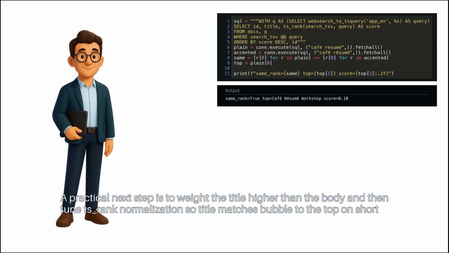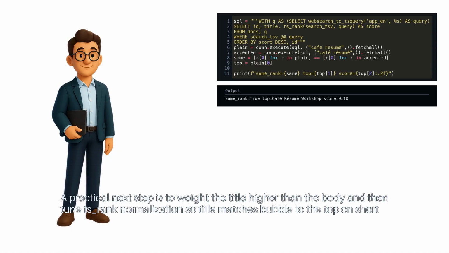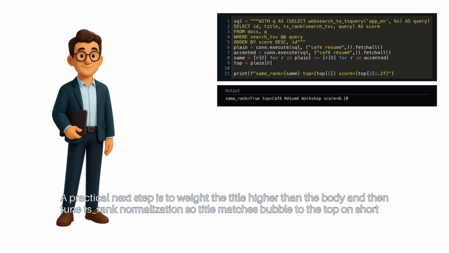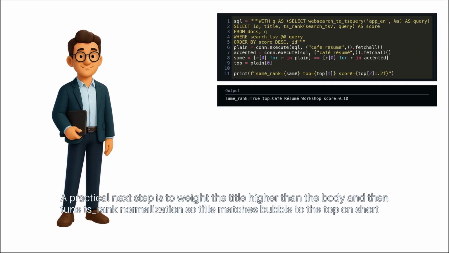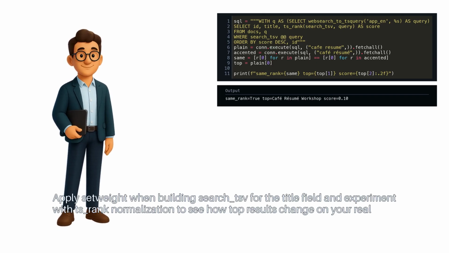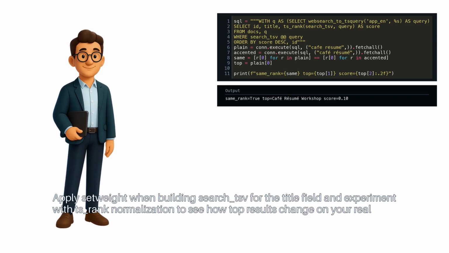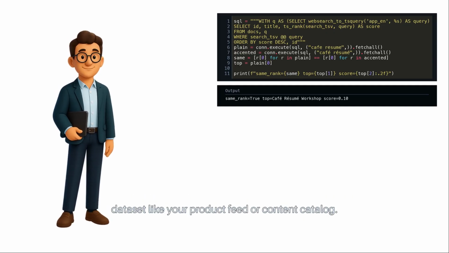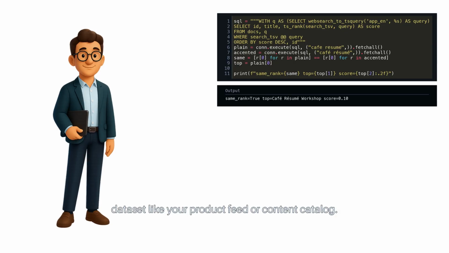A practical next step is to weight the title higher than the body, and then tune ts_rank normalization so title matches bubble to the top on short queries. Apply setweight when building search_tsv for the title field, and experiment with ts_rank normalization to see how top results change on your real dataset, like your product feed or content catalog.